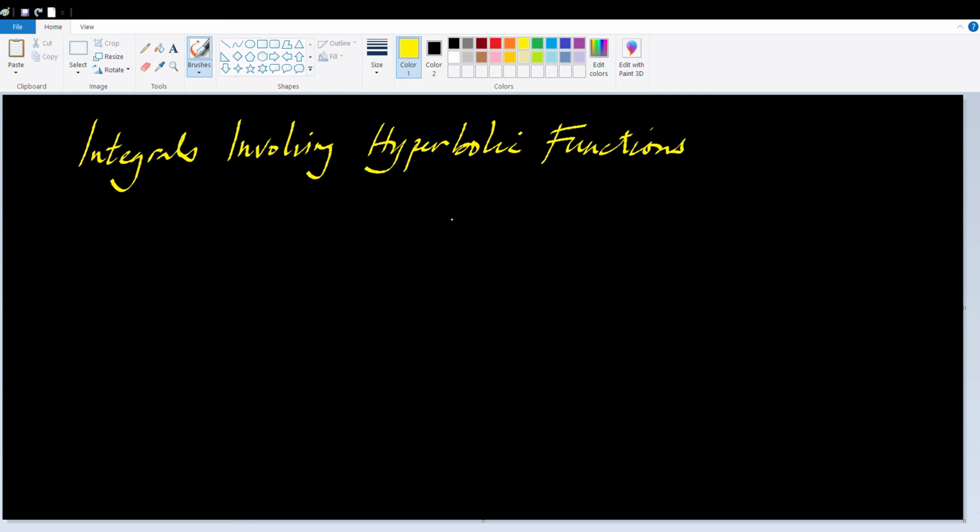Let us now evaluate integrals that involve hyperbolic functions. Hyperbolic functions such as hyperbolic sine, hyperbolic cosine, hyperbolic tangent, hyperbolic cosecant, hyperbolic secant, and hyperbolic cotangent. But we need to have a rundown first of the formulas.